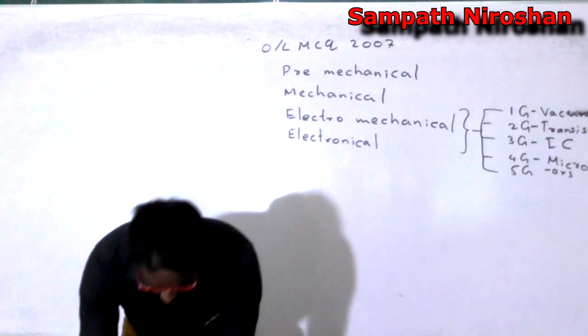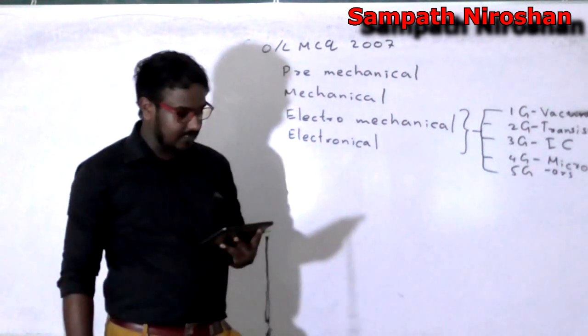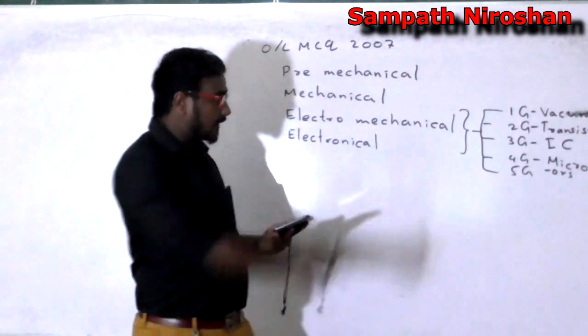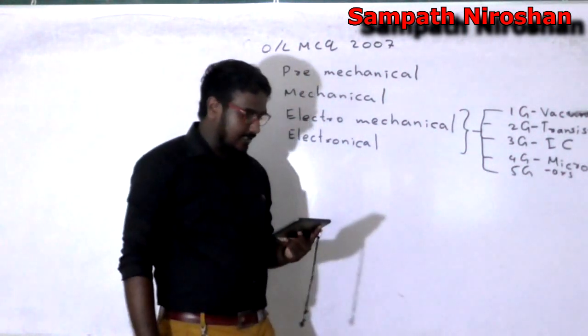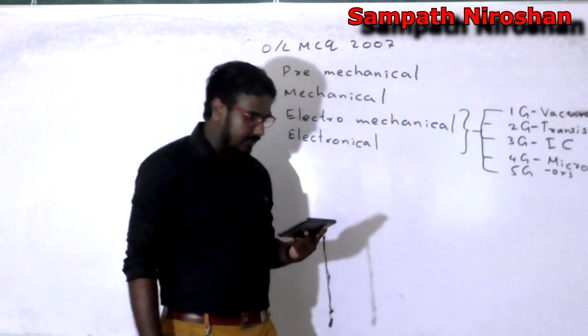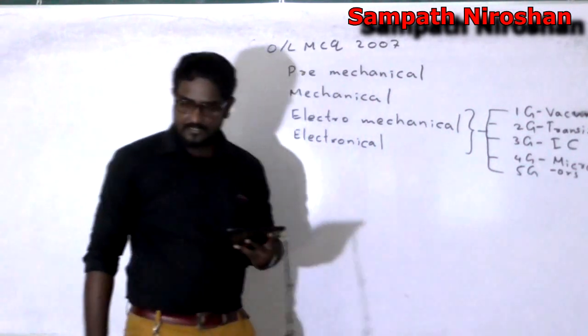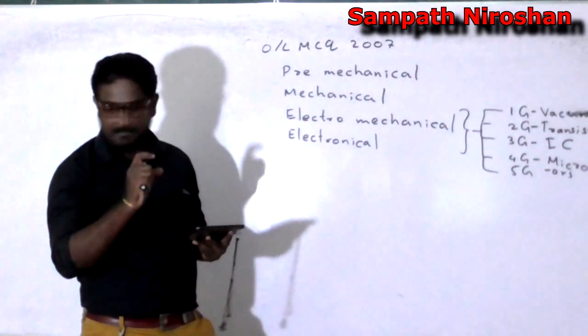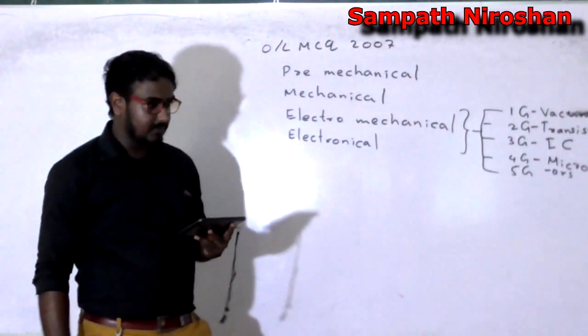Understood? Now, in the question they are asking, first generation computers were based on what? If you say first generation, that's vacuum tube. Transistor is used in the second generation. Integrated circuits were used in the third generation. And microprocessors, which is a single unit that can do everything similar to a human brain, that's the fourth generation.